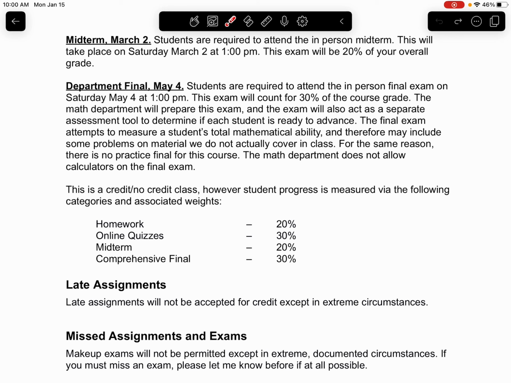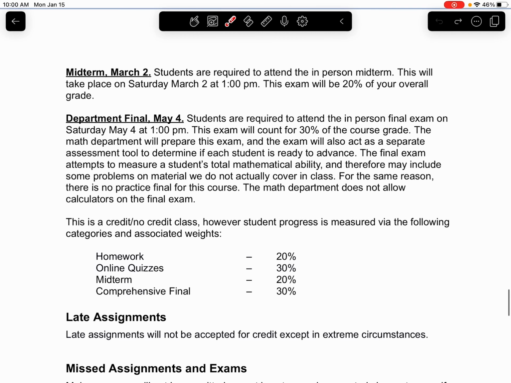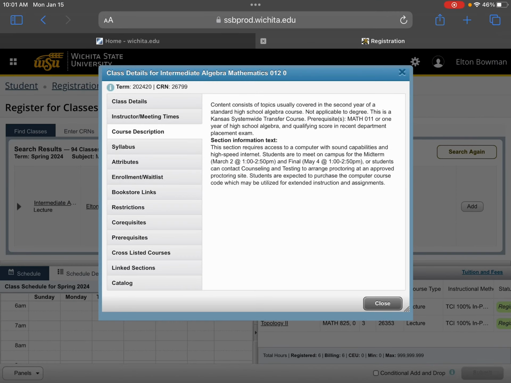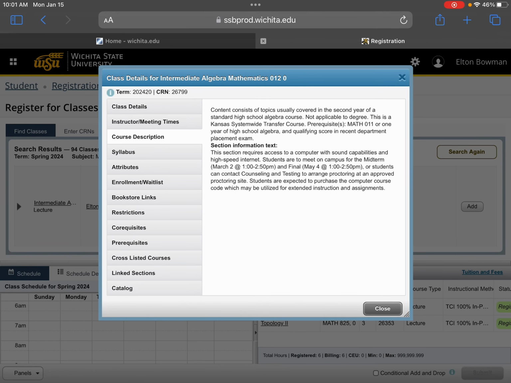Now, I will say, just really quickly, that these are both required in-person exams, meaning when you signed up for this class, you agreed to take the midterm and the final in person. As a matter of fact, we'll pull that up real quick. If you go on to My WSU and class registration and then click on My Class, when you signed up for this, you will see under section information that it says the midterm and the final are both going to be in-person exams that you're required to attend.